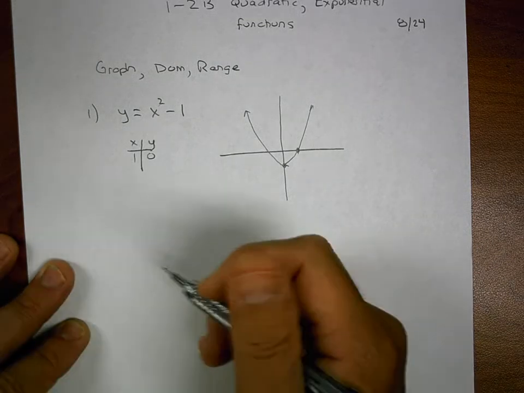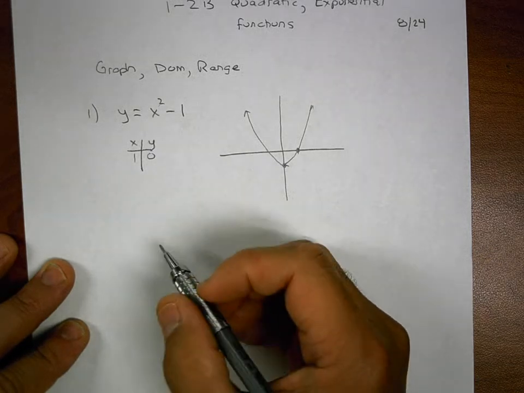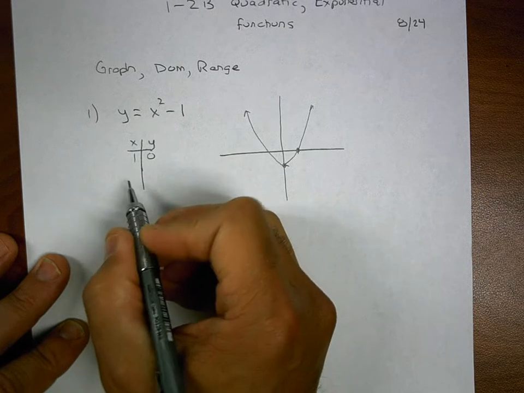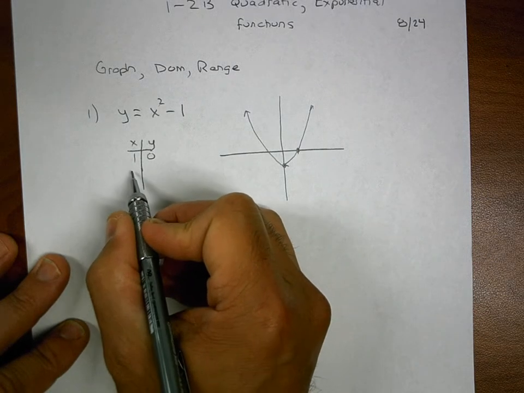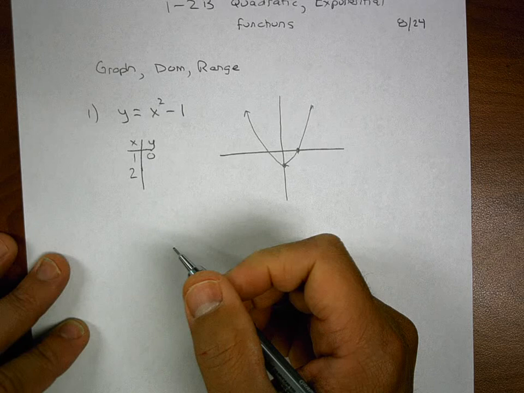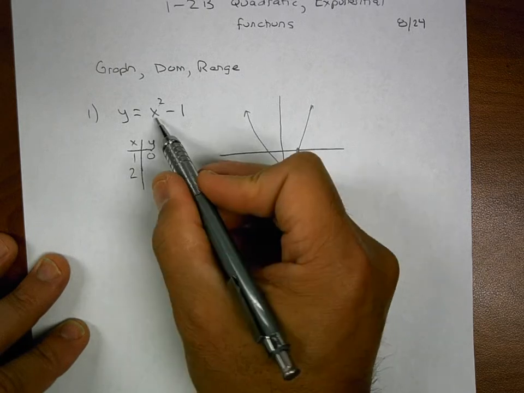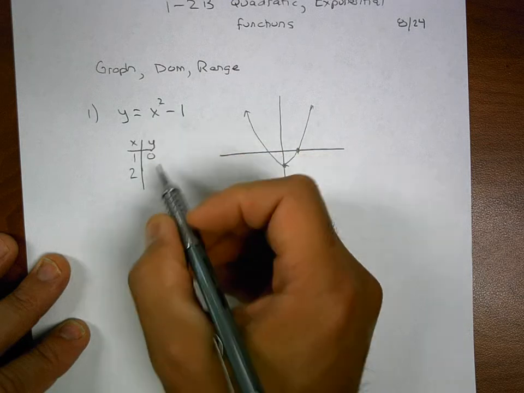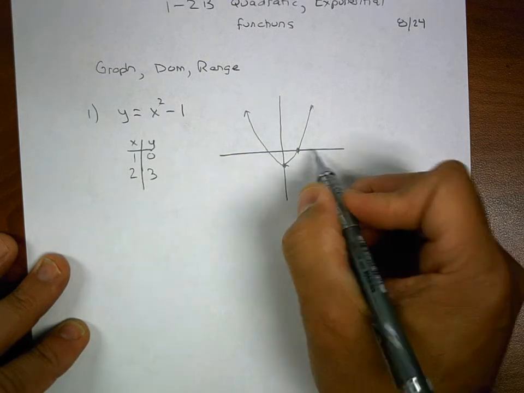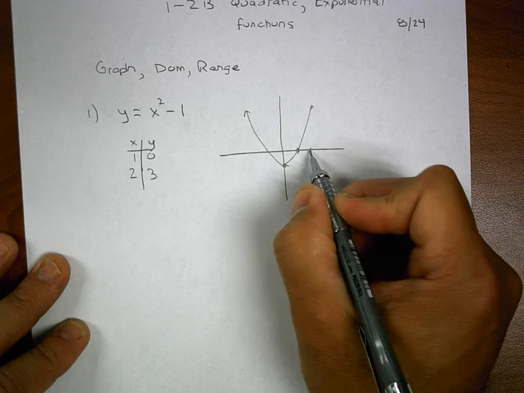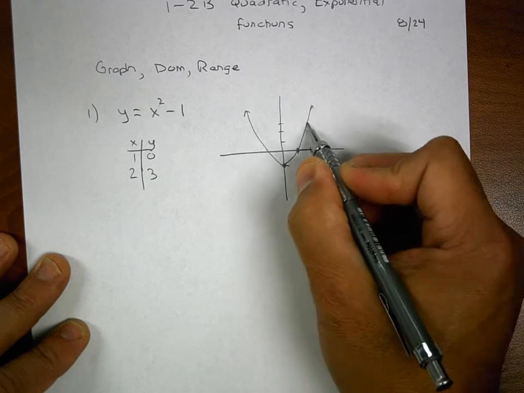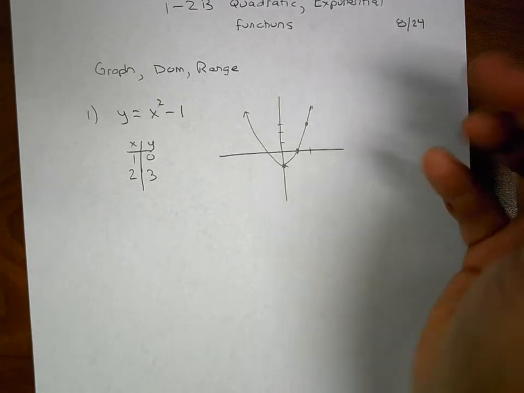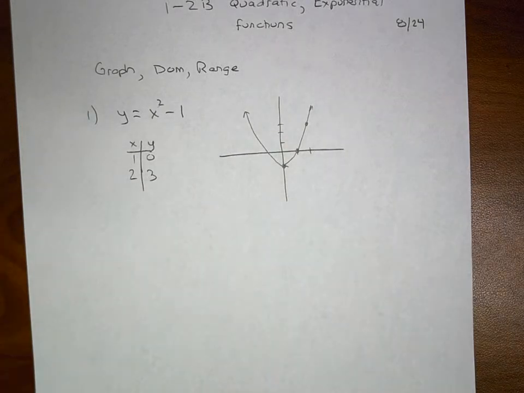If on the test or quiz I require 2 extra points, let's go ahead and pick another point. I know I could pick -1, but let's pick 2. So if I pick 2 for x, let's substitute 2 in for x. 2 squared is 4, minus 1 is 3, and again we can plot. So 2 comma 3, and there you go. We can pick 1,000,000 points if we want to.